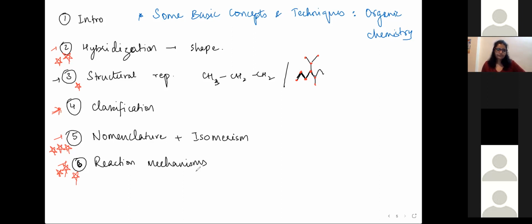What is there in reaction mechanisms? Lots of things. You have homolytic and heterolytic cleavage, like how the bond breaks. And then you have inductive effect, electromeric effects, like plus I, plus E, minus E, resonance, hyperconjugation. Yeah, we ended at resonance. Ma'am was about to explain it properly. That means almost 80% of the chapter is done.